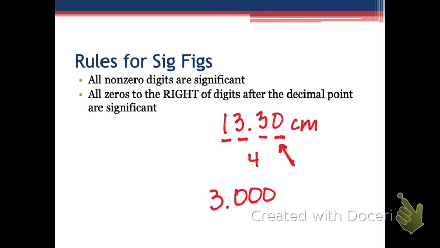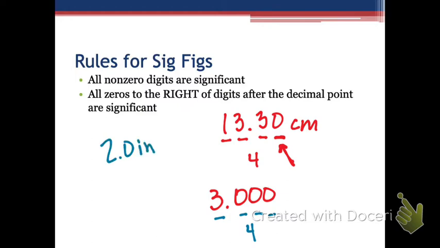3.000. How many sig figs? 2. Do we all think 2? I think 4. All of those zeros are to the right of digits after the decimal point. Okay? So this one would have 4 as well. How many would this one have?